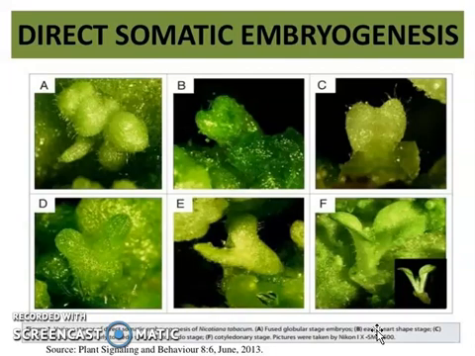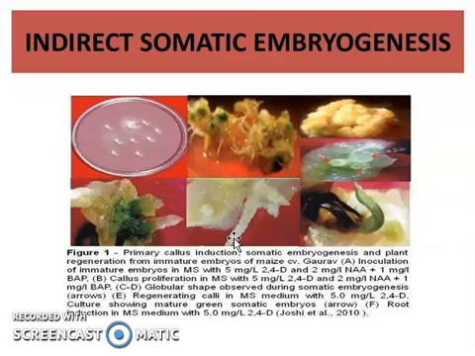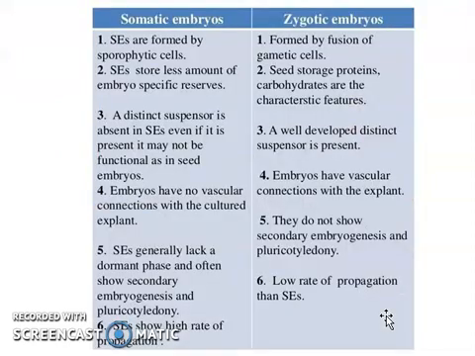So these are the pictures of direct somatic embryogenesis, the different stages of somatic embryogenesis in different plants, and indirect somatic embryogenesis. In indirect somatic embryogenesis, first callus formation will take place. From this callus, then somatic embryos will be formed. So these are the differences between somatic embryo and zygotic embryo.